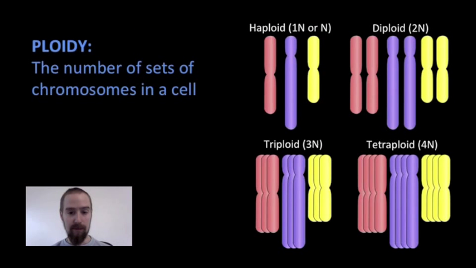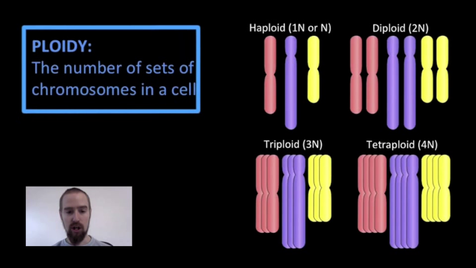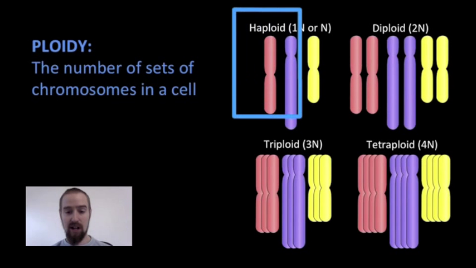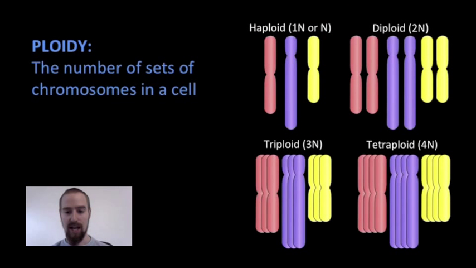You should also remember that humans have two of every chromosome. We call these homologous pairs, and we would also say that human cells are diploid as a result. The term ploidy refers to the number of sets of chromosomes in the cell of an organism, and ploidy is often represented by N, where N is the number of sets of chromosomes in the cell. If a cell has only one set of chromosomes, or one of each chromosome, we would call that a haploid cell, which is often abbreviated as 1N or just N.